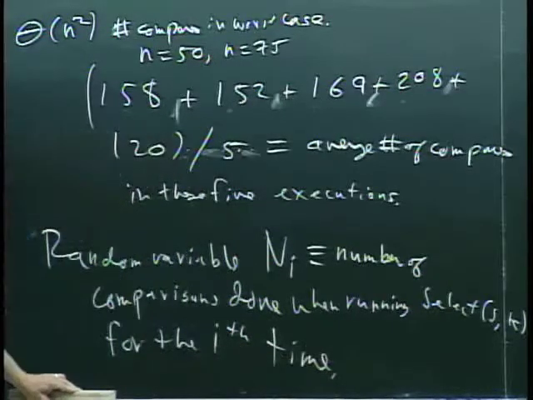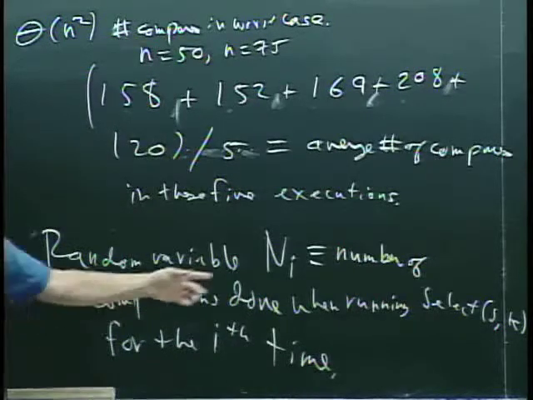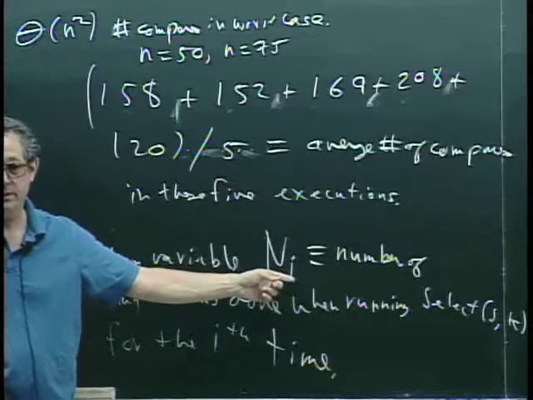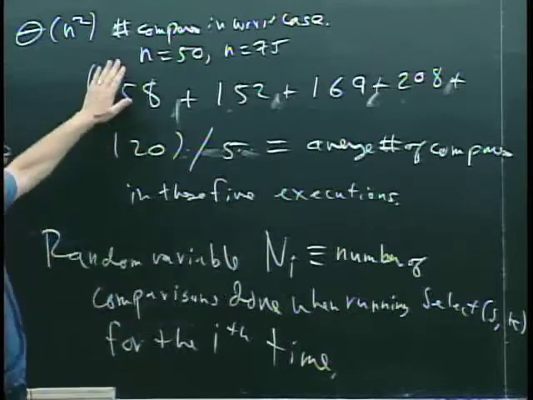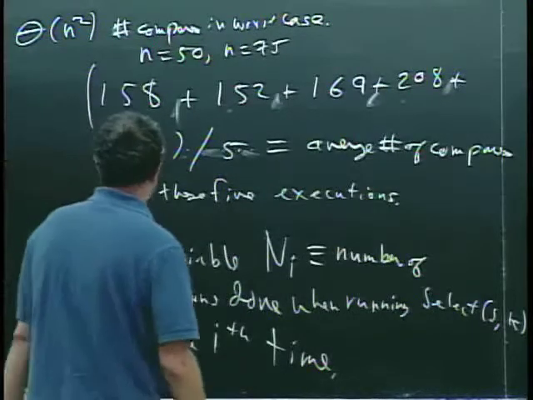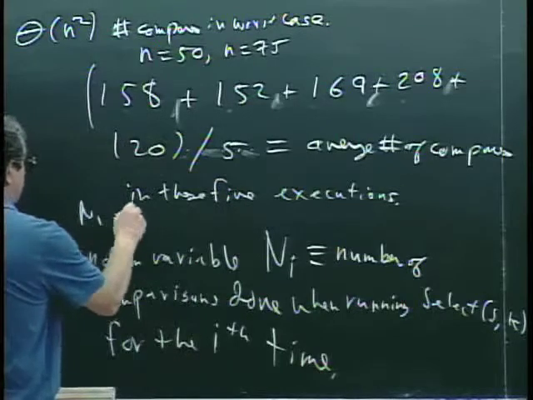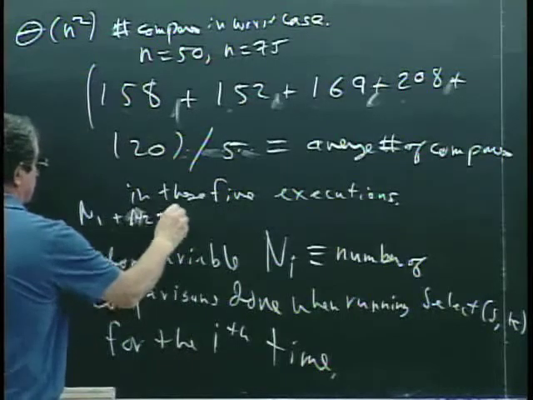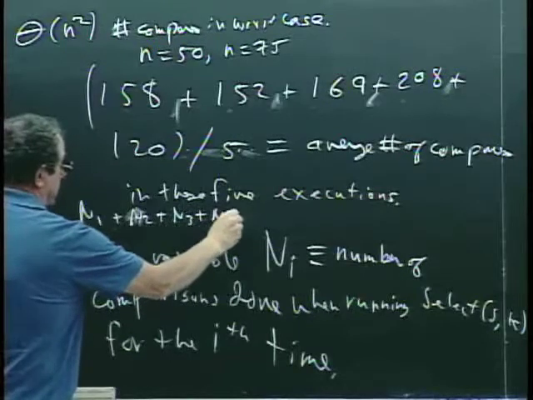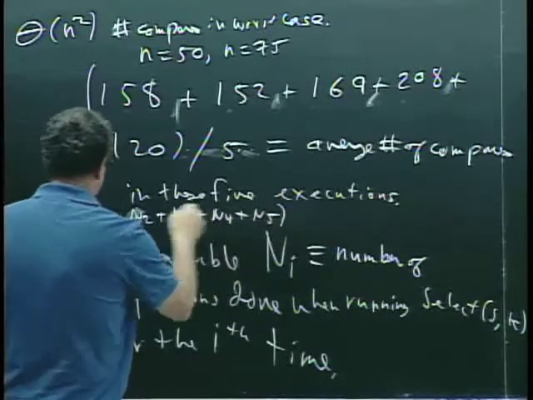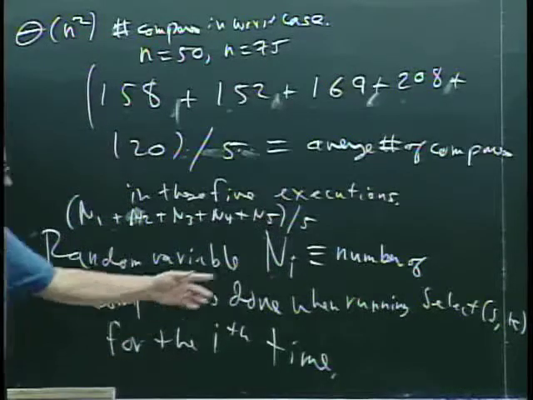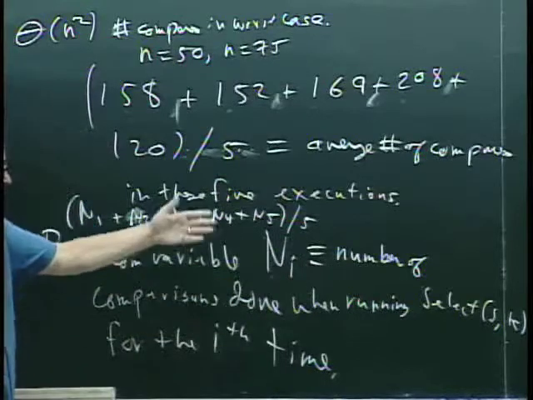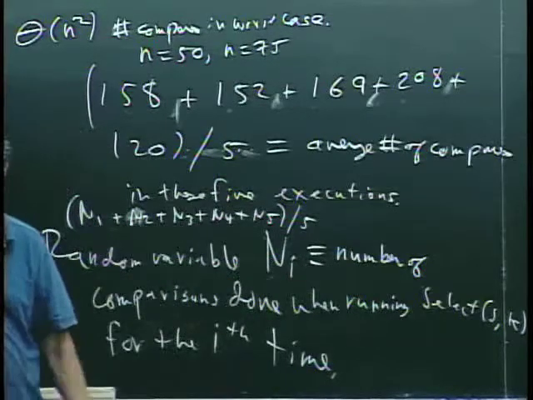So again, it's the randomized version, and the first time you run it, N1 is the number of comparisons that are done. The next time you run it, it's N2, and so on. And so with this terminology, what we were talking about was just N1 plus N2 plus N3 plus N4 plus N5, and then divided by 5. All I did was introduce some notation. Ni is the number of comparisons that are done the ith time that I run the experiment.